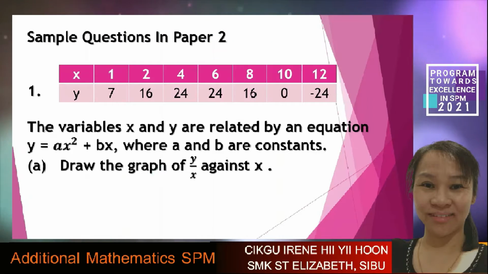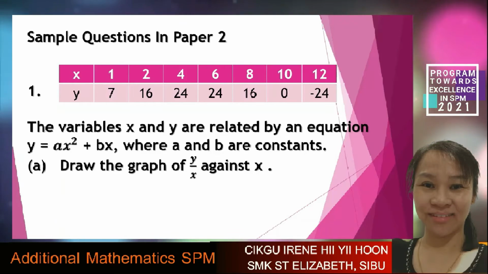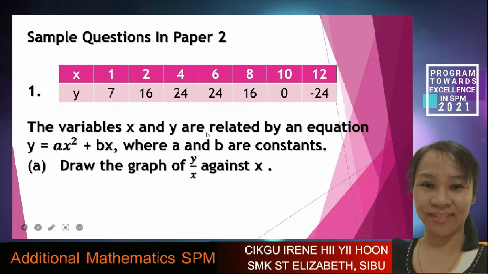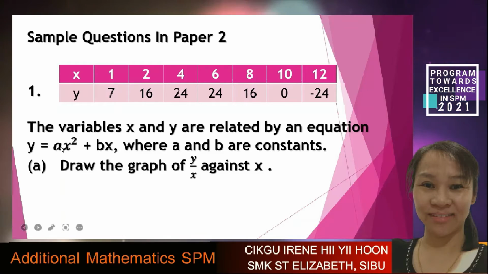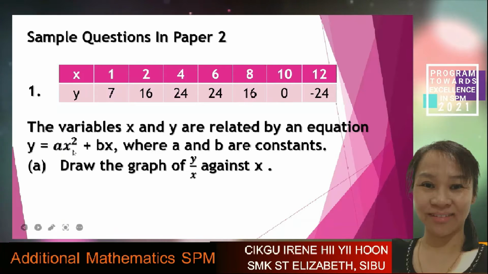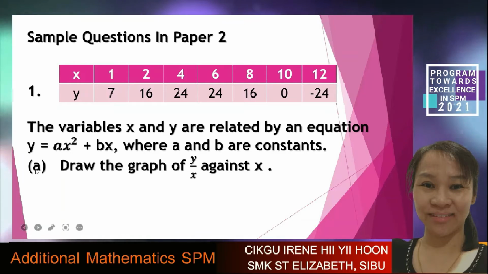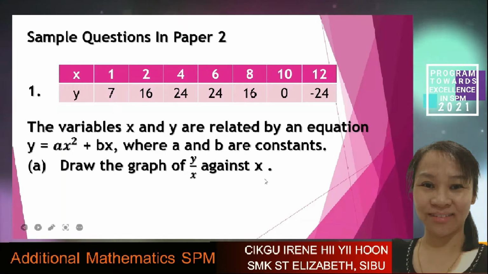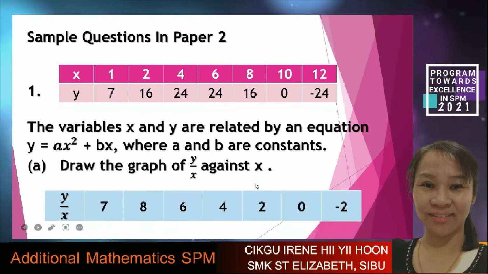Now let's continue with the sample questions in Paper 2. In this question number 1, the variables x and y are related by the equation y equals ax squared plus bx, where the values of a and b are constants. Question 8: draw the graph of y over x against x. Okay, so let's look at the solution.